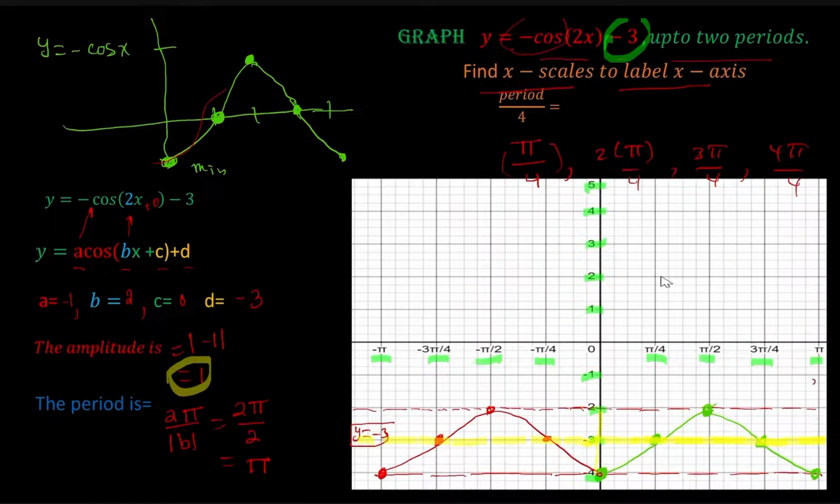Guess what? From here to here is 1 period. And then from here to here is another period. So altogether, we did 2 periods.